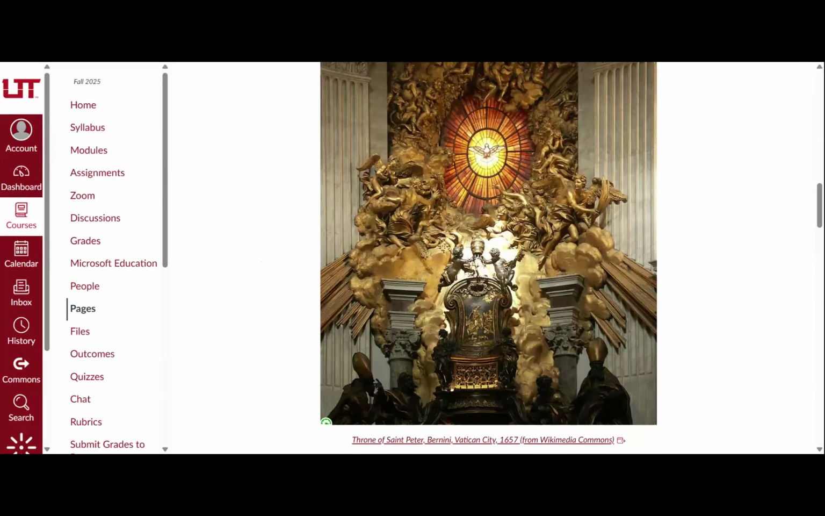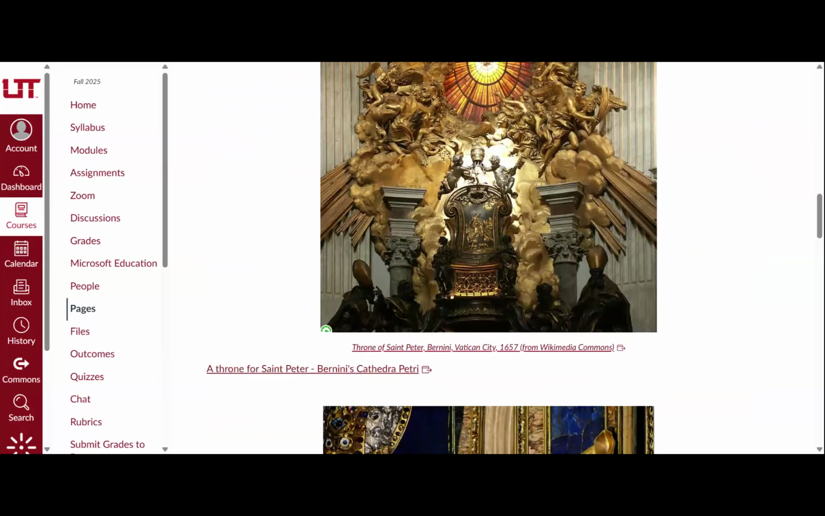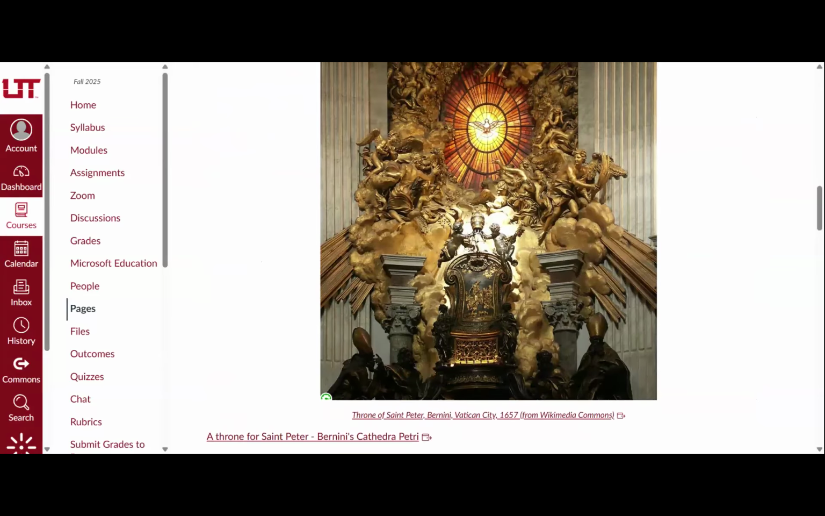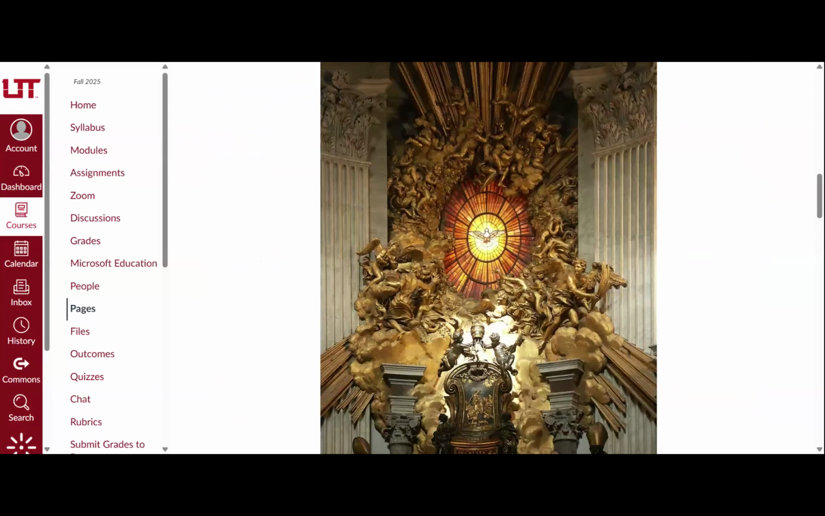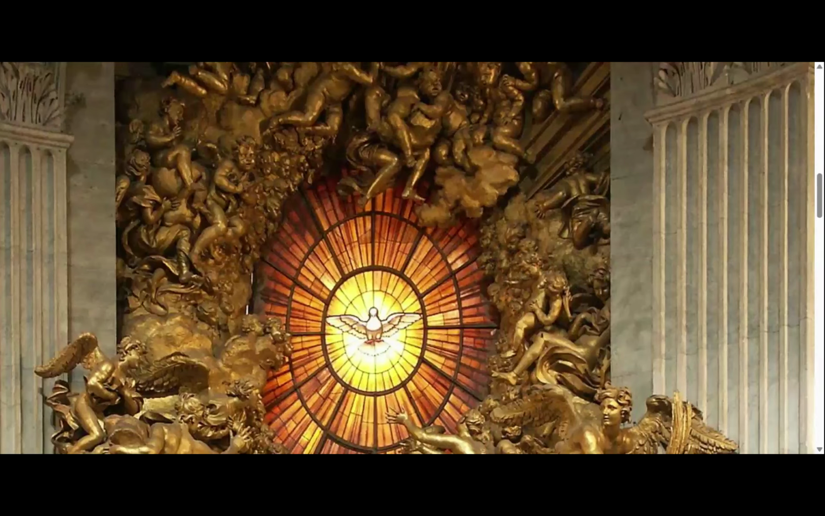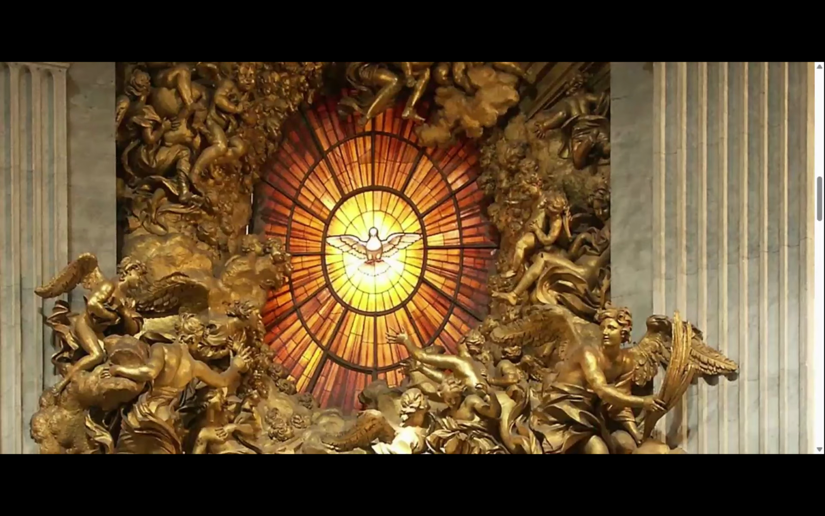This again is called the Throne of St. Peter. And here's the chair for St. Peter to sit on. But what's fascinating about this, again, we see all this activity. This right here, the dove in the middle and the light coming, represents the dove that was symbolic of the Holy Spirit descending on Jesus when he was baptized by John the Baptist. That's what this is referencing.